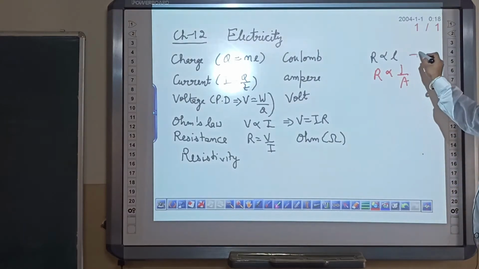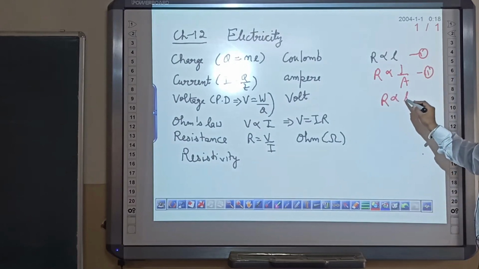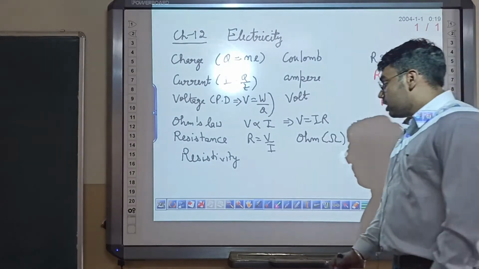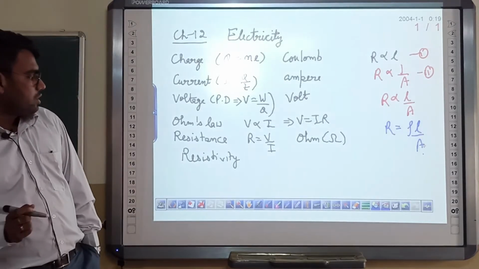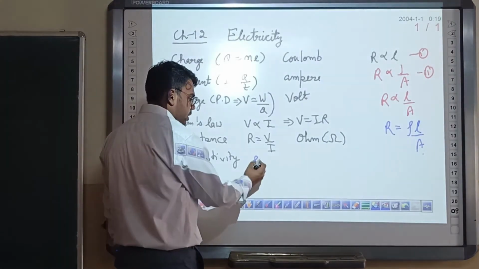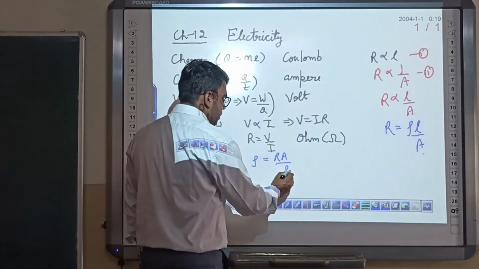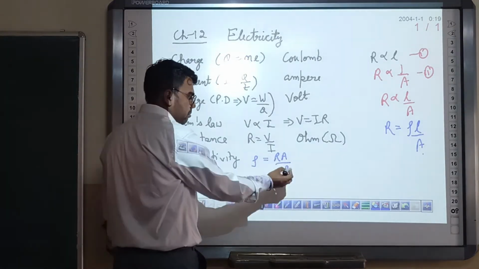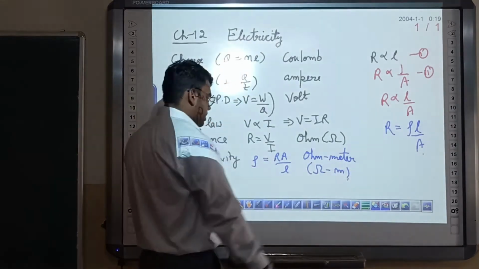Combining these two relations, we get R proportional to L by A, and the constant of proportionality rho is the resistivity. Resistivity is the resistance of a wire of unit area and unit length. We denote it by rho. By cross multiplication, the formula is rho equals RA by L. What will be the SI unit of resistivity? Resistance is ohm, area is meter square, divided by meter, so we get ohm meter.